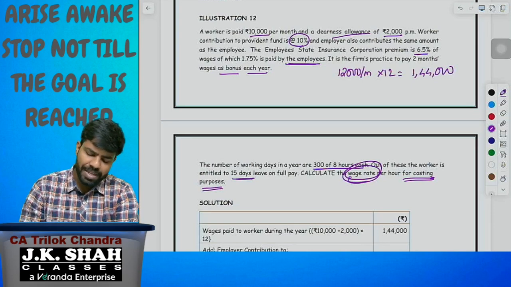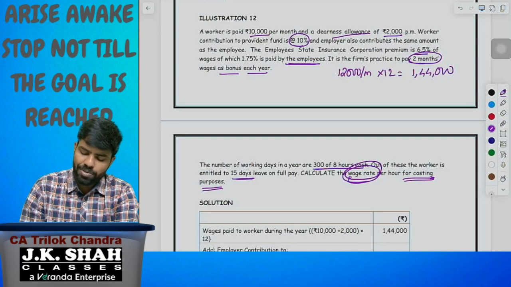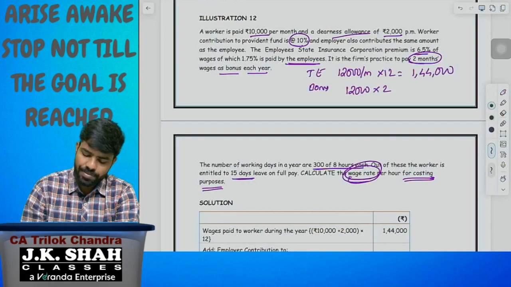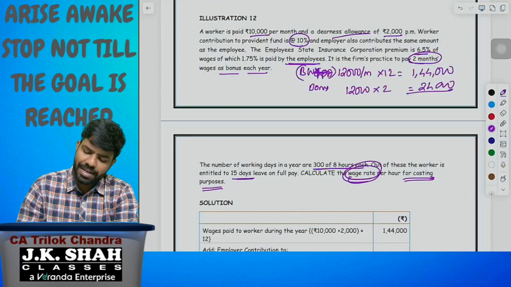In addition to this, they are getting bonus of 2 months. Each month 12,000, so 12,000 into 2 months. Let me call it earnings, basic wages plus DA allowance. Bonus is 12,000 into 2, which equals 24,000. Total earnings is 1,68,000. To this add PF of employer and ESI of employer.